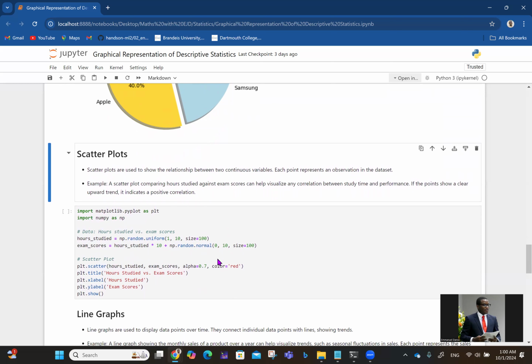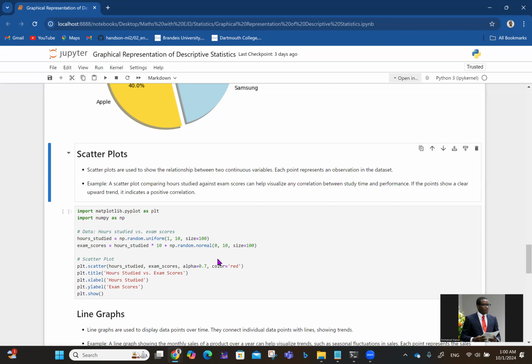So for instance, a scatter plot comparing hours studied against exam scores can help visualize any correlation between study time and performance. If the points show a clear upward trend, it indicates a positive correlation. So for positive correlation, right, you have a straight line that is rising from left to right.